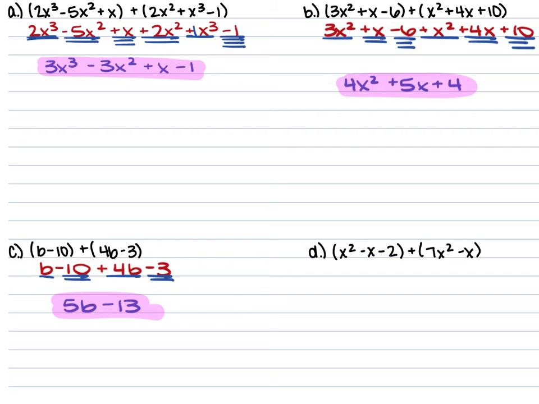For example D, we have x squared minus x minus 2 plus 7x squared minus x. So again, just going to rewrite this without the parentheses. X squared minus x minus 2 plus 7x squared minus x. Combine my like terms. X squared plus 7x squared is 8x squared. Then I have my negative x and my negative x, which is negative 2x. And lastly, that negative 2 drops down. So it's just the 8x squared minus 2x minus 2.